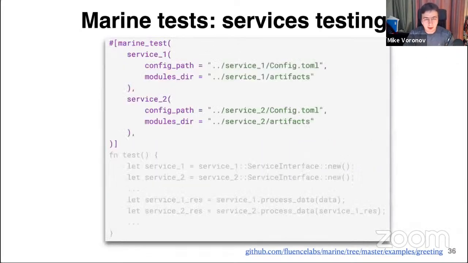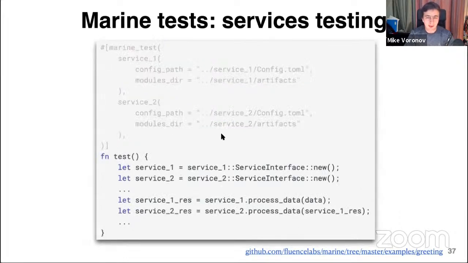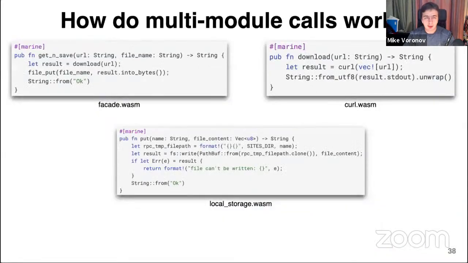So basically we have the second version of Marine test that you could use to test several services. For that you just should use the same macro but provide services in a row and write code from this. So here my process data will run an export function from a service from its facade module. So basically that's it about testing.